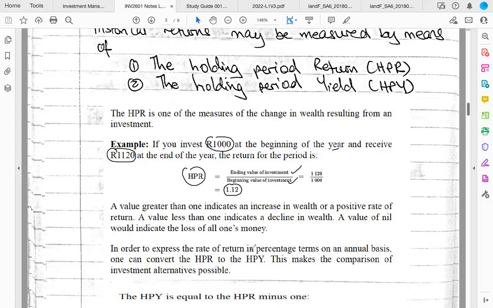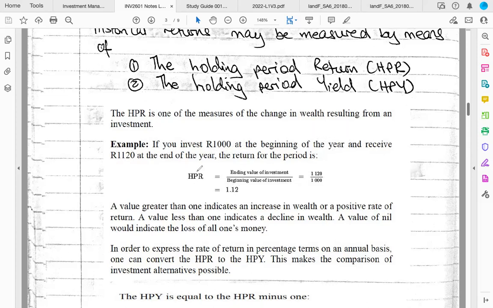So in order to express the rate of return in percentage terms on an annual basis, note that the example I did is a simple one because our investment was just a 1-year investment. But sometimes your investment is actually not a 1-year investment. For example, it could be a 3-year investment. Even then, we will say it's a holding period return over 3 years. Okay, so that's important.